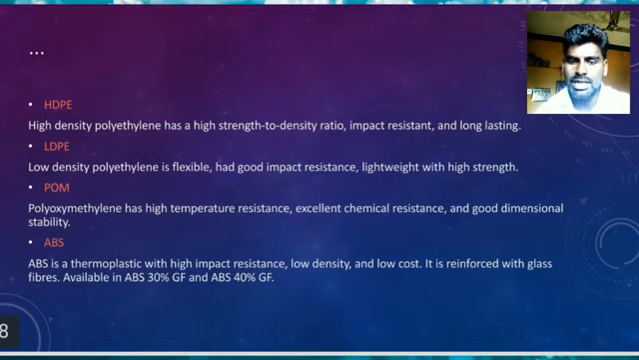ABS, acrylonitrile butadiene styrene, a common thermoplastic polymer. Glass transition temperature is approximately 105 Celsius. Amorphous with no true melting point. Properties of high impact resistance, low density, low cost. Reinforced with glass fibers.